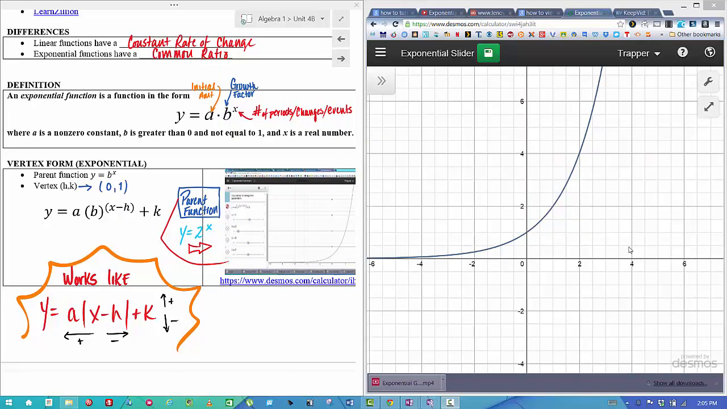Okay, so now what we're going to do is take a look at how the exponential function works with vertex form. You can see it over here. It looks like this. By looking at this function, you'll notice that it's very similar to one that we know in absolute value. In absolute value, we learned vertex form. And with that, we knew that this h value and this k value was its vertex.